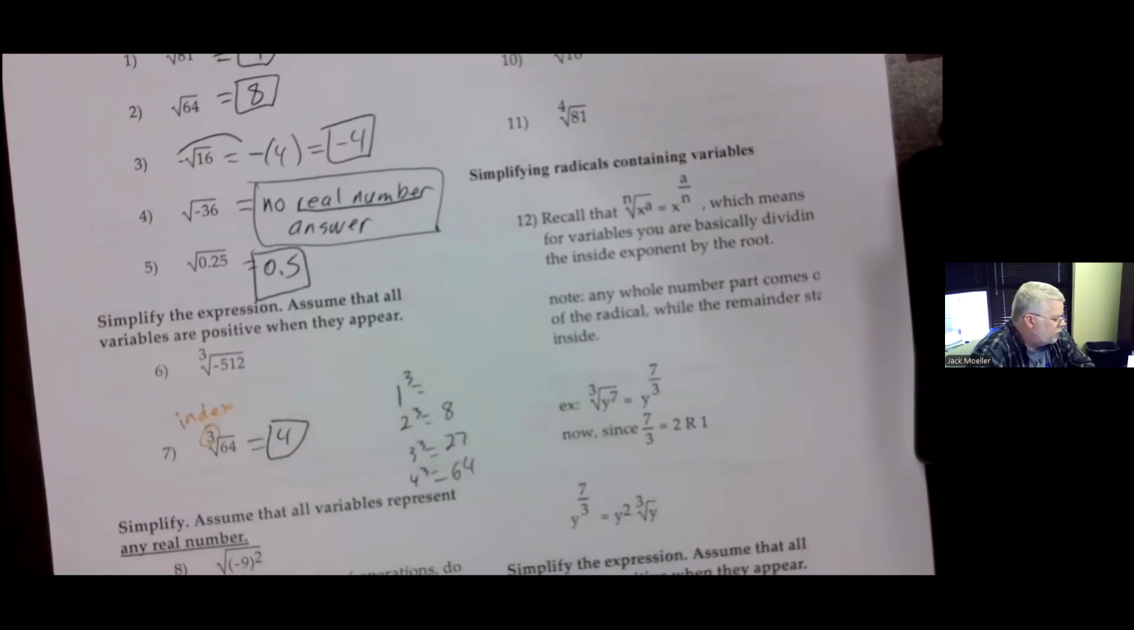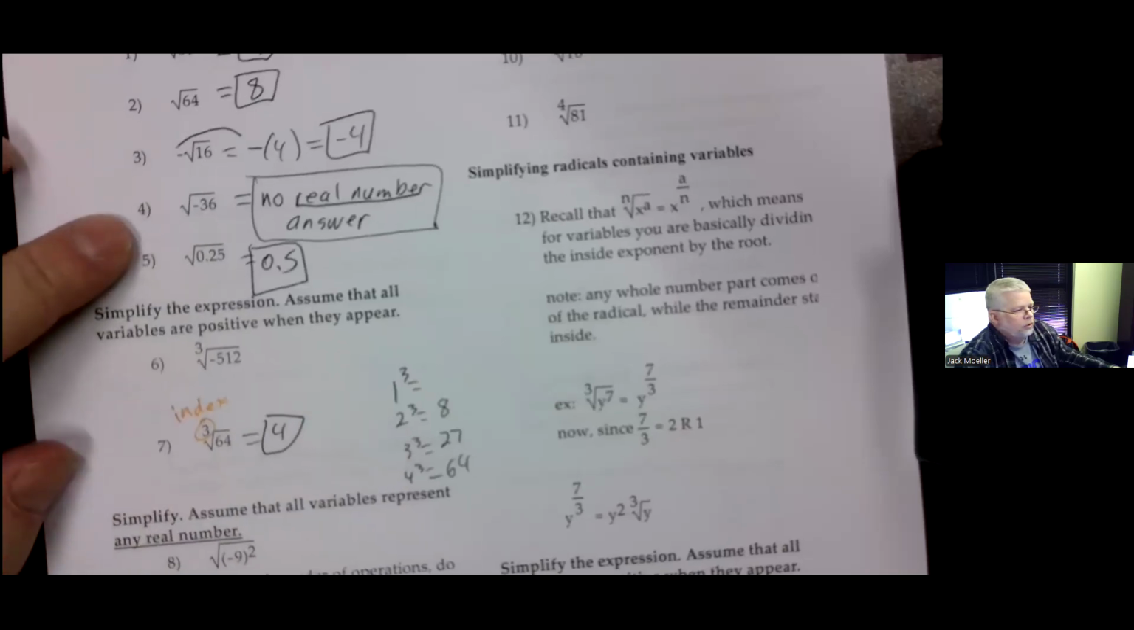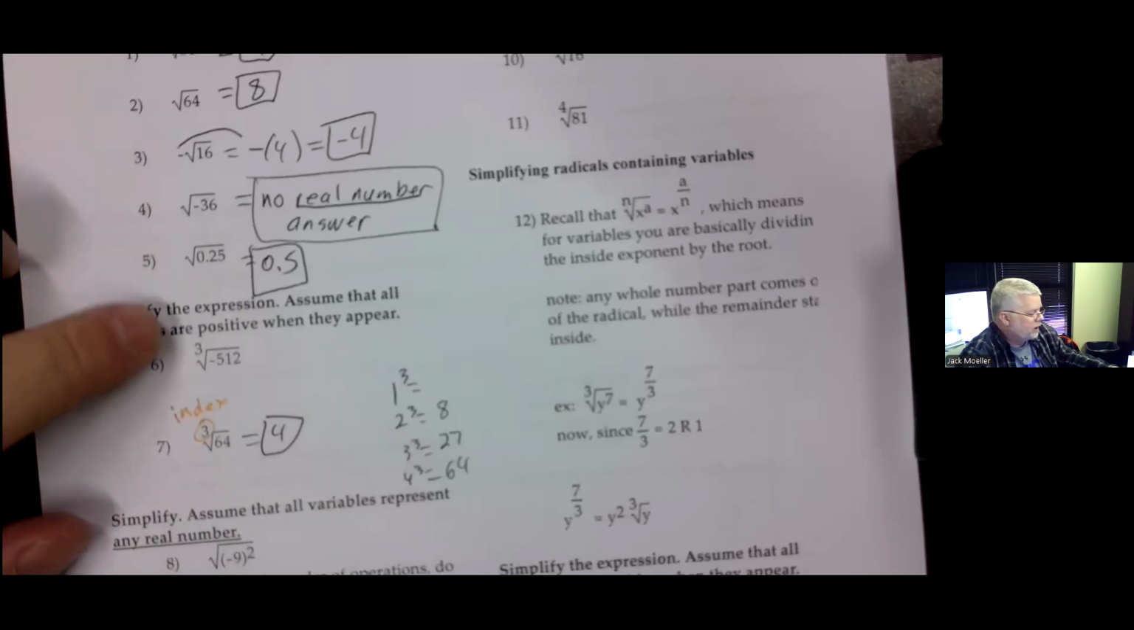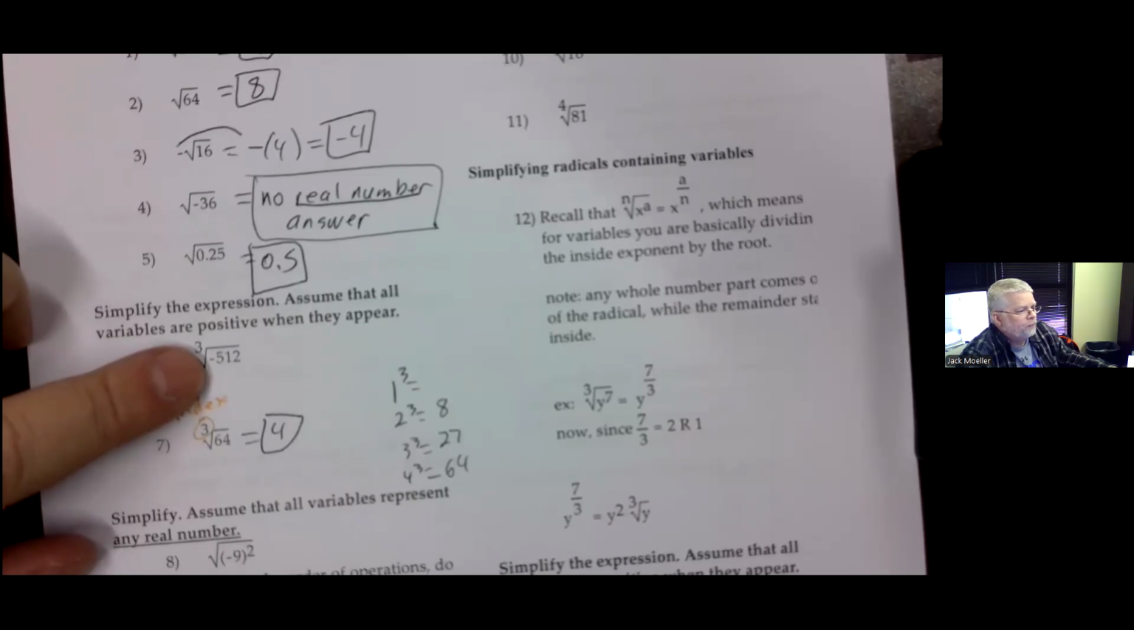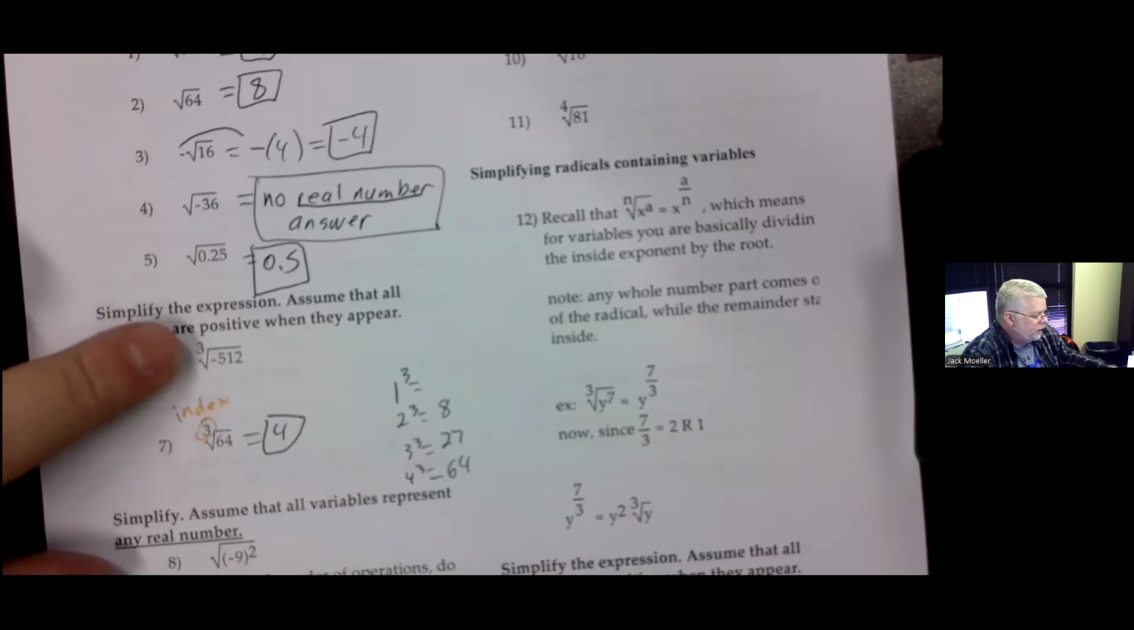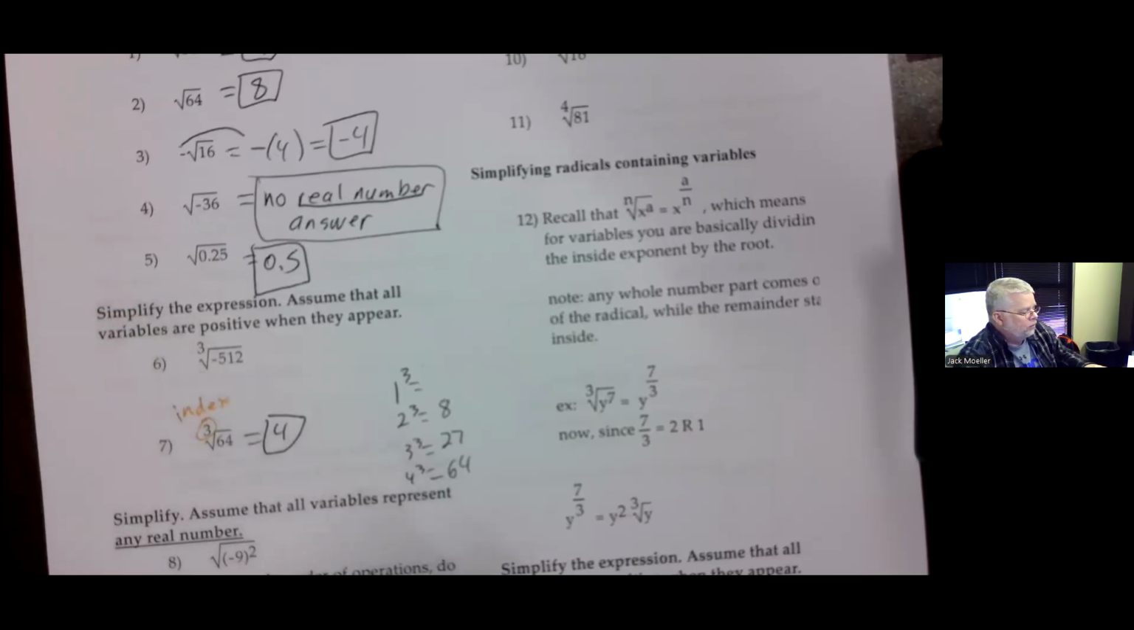All right, so now back to number 6, the cube root of negative 512. When you see that, is it like number 4 up here where there's no real answer, because there's a negative on the inside? Well, there is a real number answer, because for cube roots, if we do a negative times a negative times a negative, 3 times, you're going to get a negative answer.